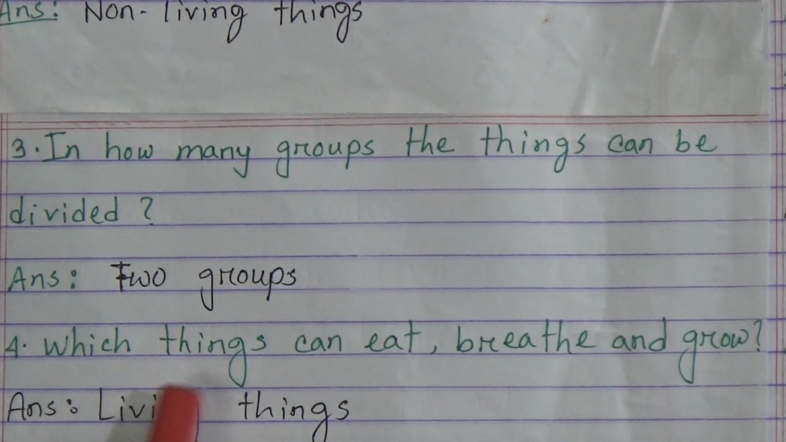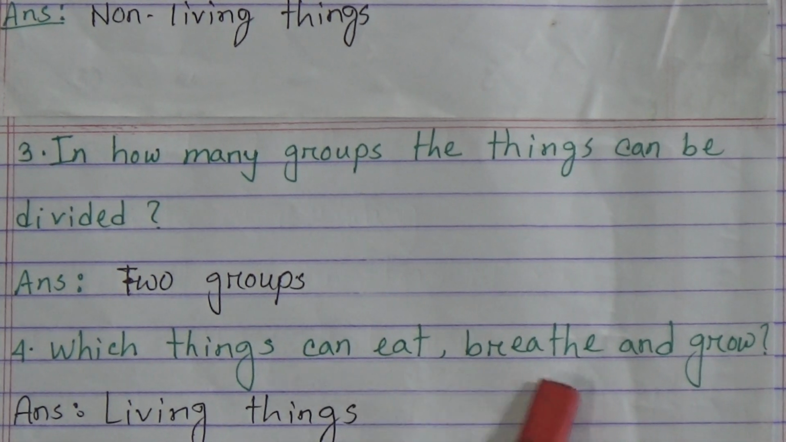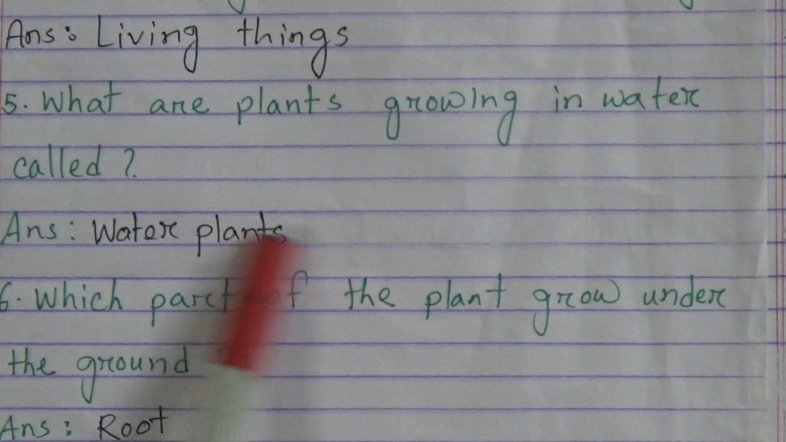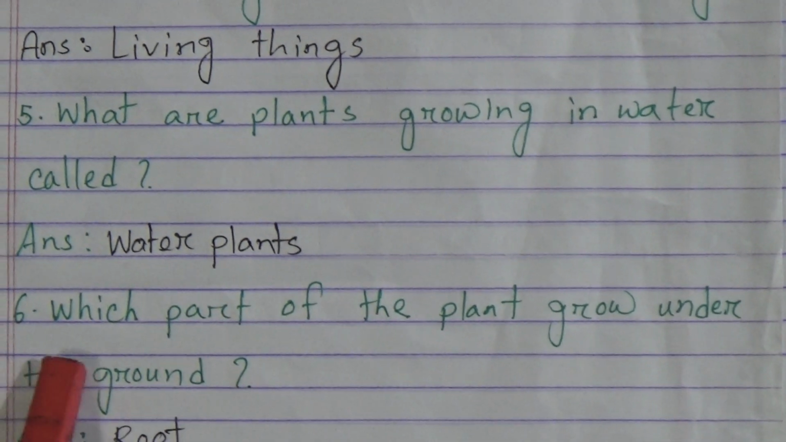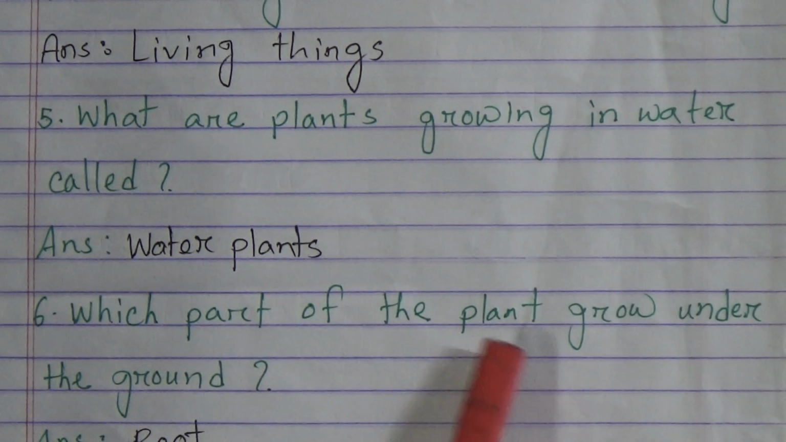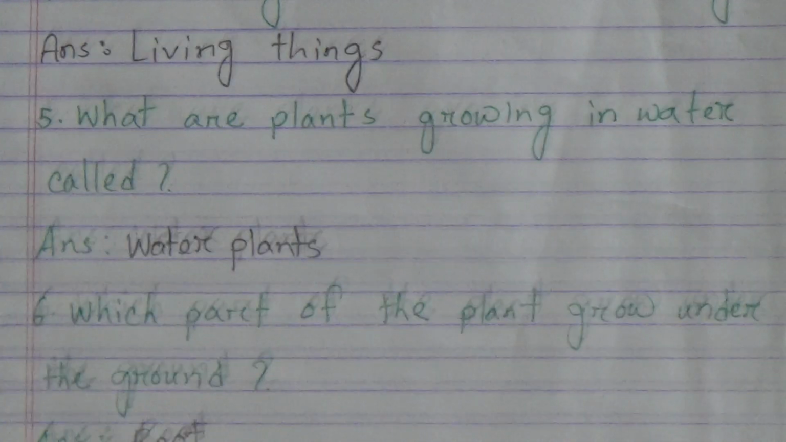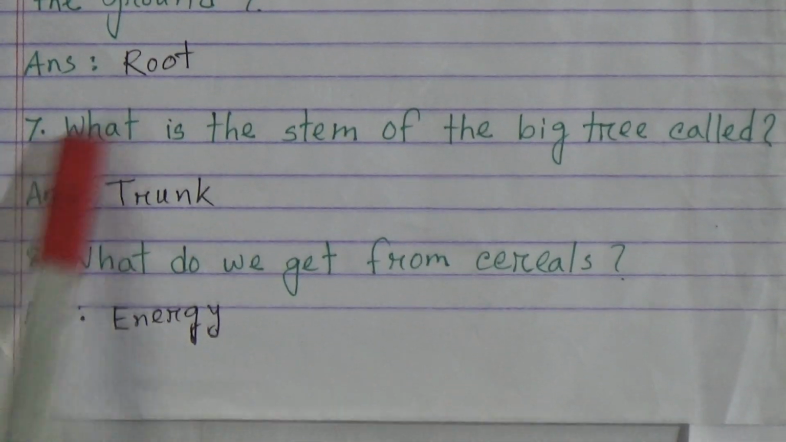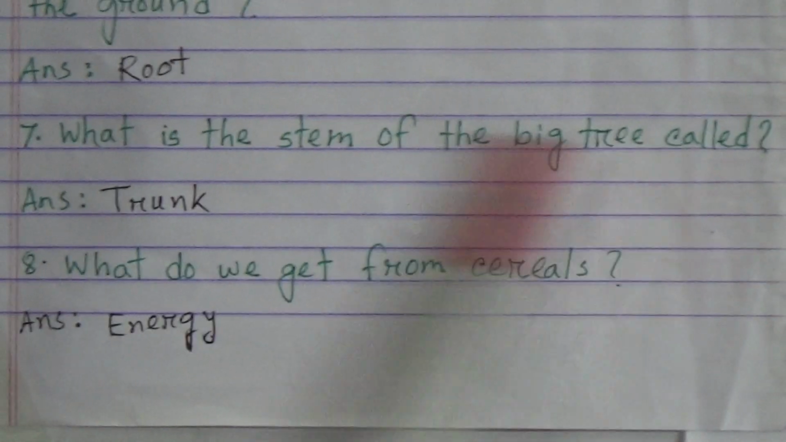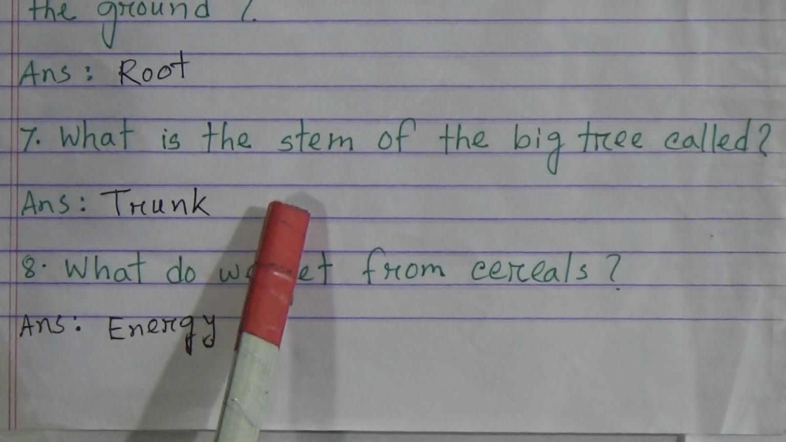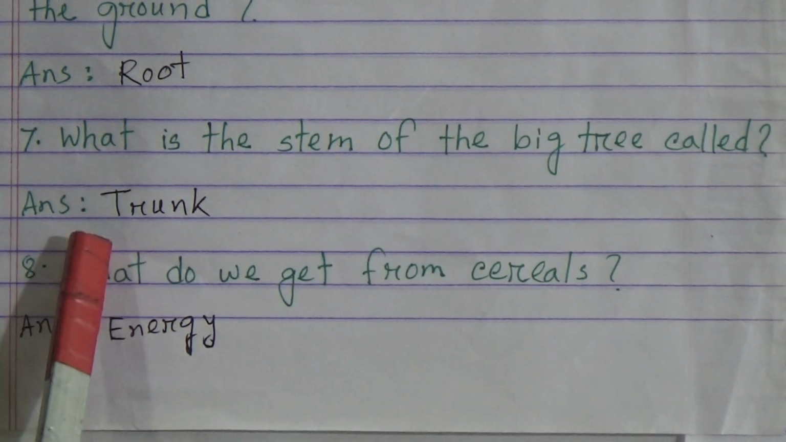Number 4, which things can eat, breathe and grow? My dear students, the answer will be living things. Number 5, what are plants growing in water called? The answer will be water plants. Number 6, which part of the plant grows under the ground? The answer will be root. Next, number 7, what is the stem of a big tree called? We know trunk. The stem of the big tree is called trunk.